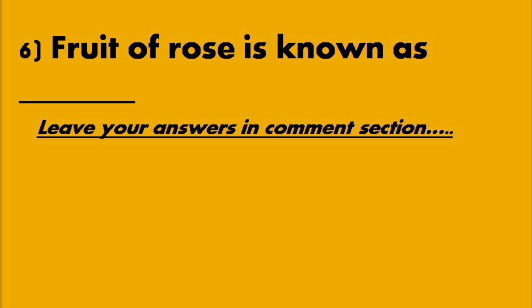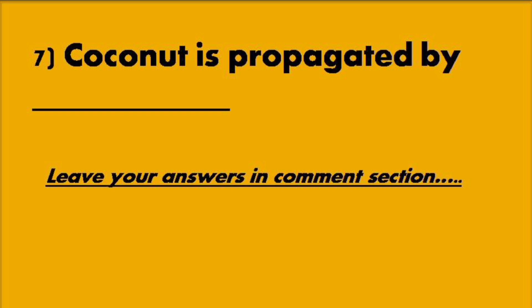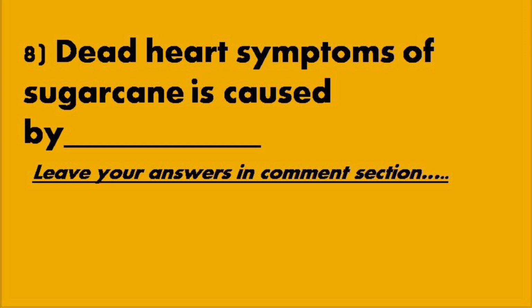Sixth question. Fruit of rose is known as dash. Seventh question. Coconut is propagated by dash. Eighth question. Dead heart symptoms of sugarcane is caused by dash.